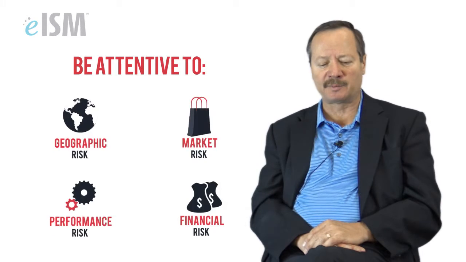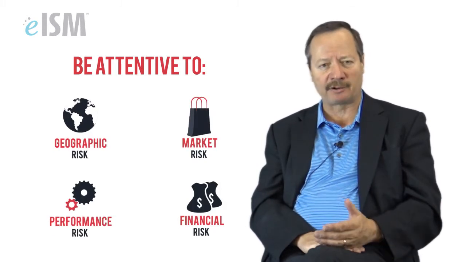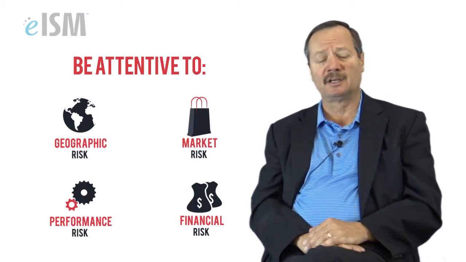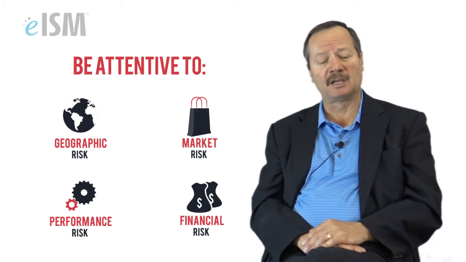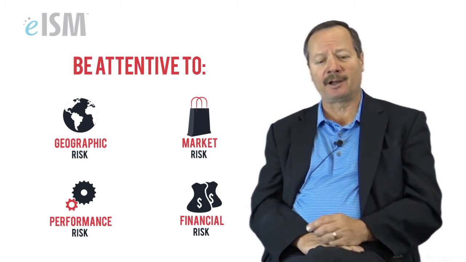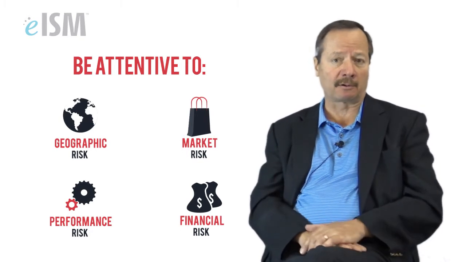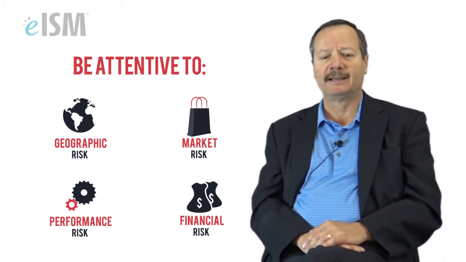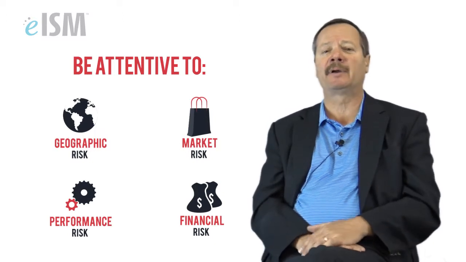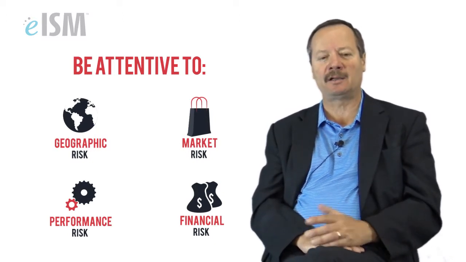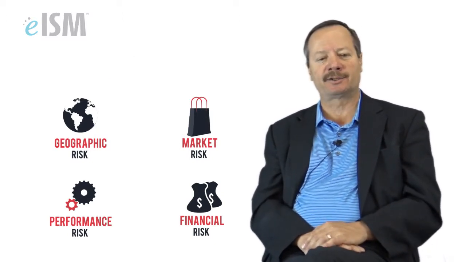But I think first out of the gate, if you're a novice in this, you have to be very attentive to the 4 elements that I spoke of earlier: the geographic risk, financial risk, performance risk, and market risk. Have that dialogue within your supply chain organization, and within your greater enterprise. And people have to be very candid about what they see and what they hear in regards to those conditions.